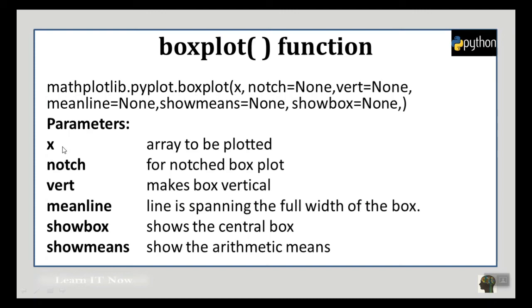X is the array which is to be plotted in a box plot. Notch will tell you the type of box plot. Vert makes the box vertical. Mean line is the line spanning the full width of the box. The showbox argument will show the central box, and showmeans will show the arithmetic mean. All these variables, we'll be trying practically and then see what they do.